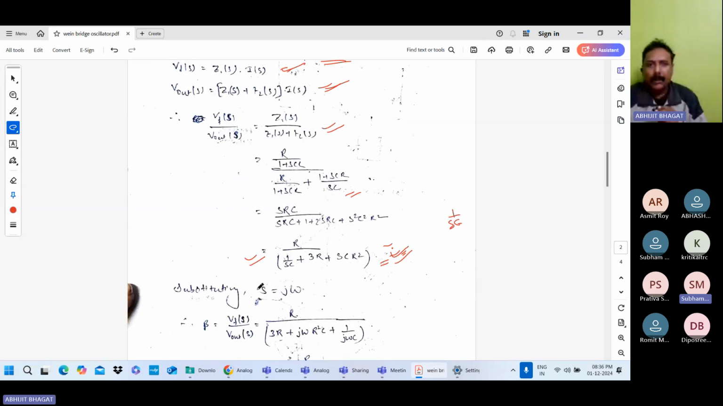Next, in case of frequency domain, S is the frequency domain. Here this S is equal to j omega, where this j is the complex number, j equal to under root minus 1, and omega is the angular frequency.